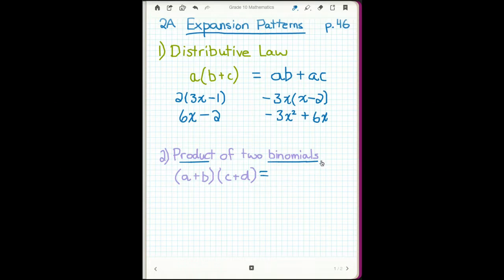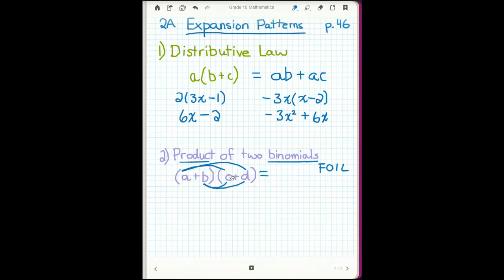Sometimes people call this FOIL. You might remember that. That stands for first, outside, inside, last, just to keep everything in order. Some of my other students in the past have called this the rainbow method. First this one, then this one, then this one, and then this one, and it kind of starts to look like rainbows all over the place. It's just to keep the order of multiplication in place.